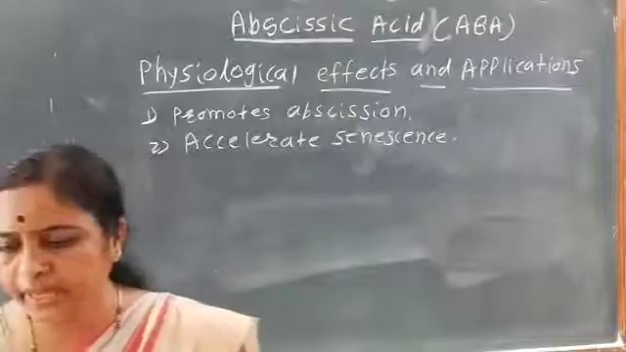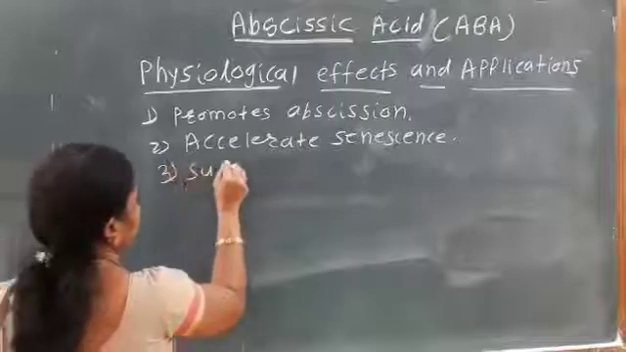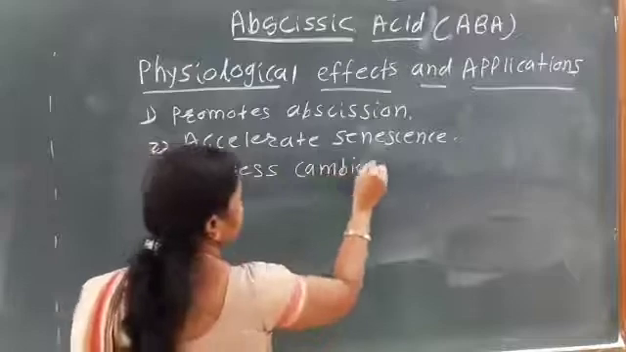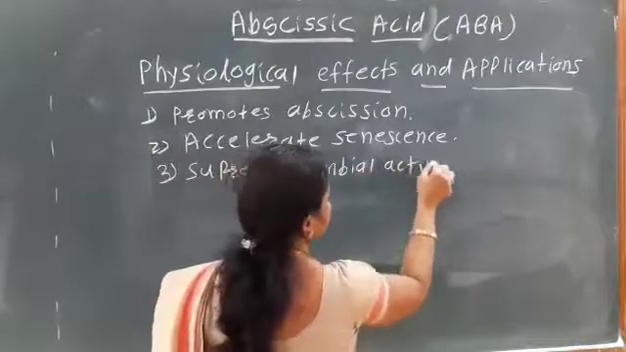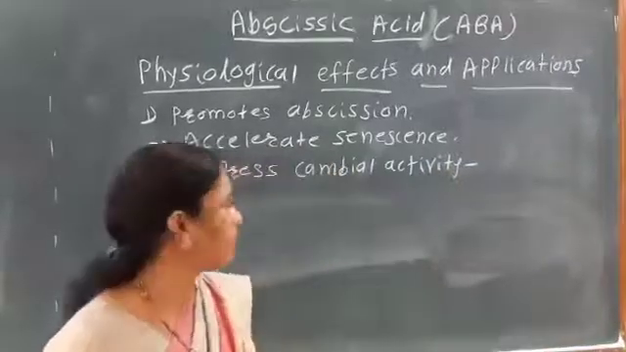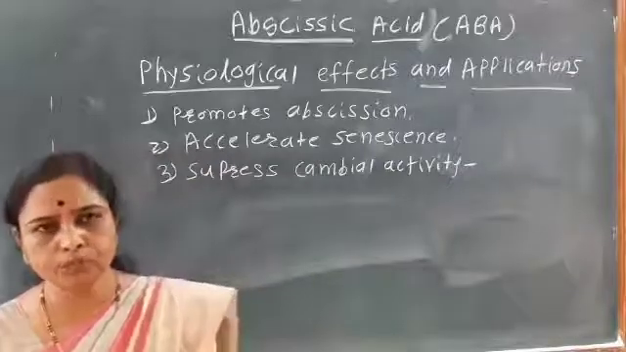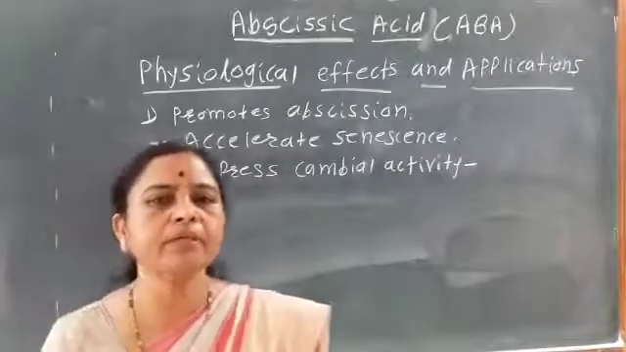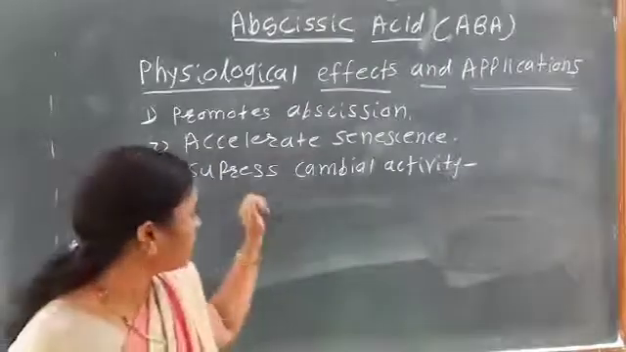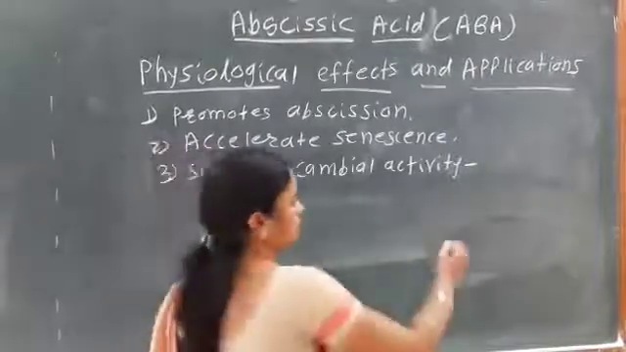Then, third, it suppresses cambial activity. What is cambial activity? The cambium is meristematic tissue, which has the ability of cell division. So what does it mean that it suppresses cambial activity? It inhibits mitosis.